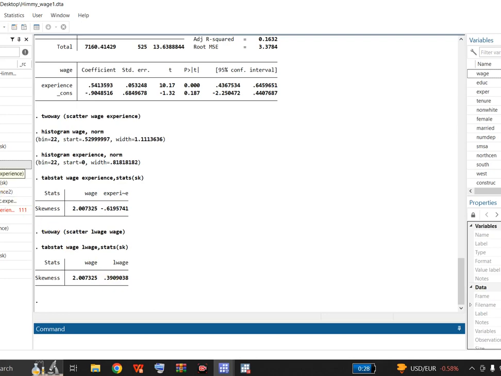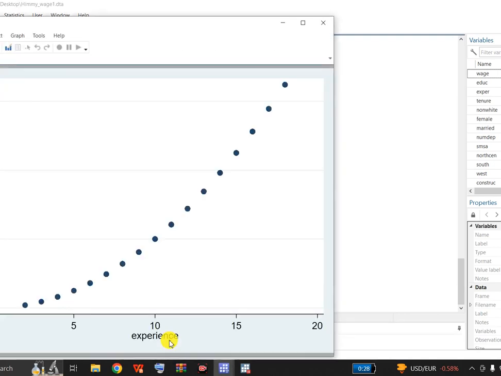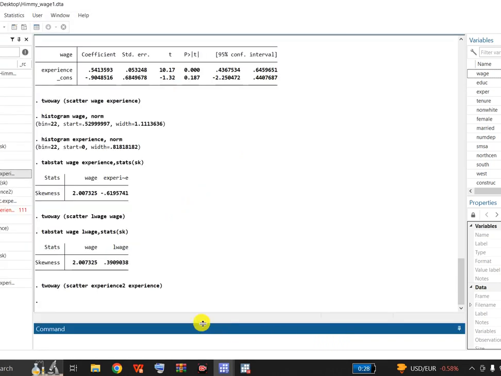After this, I will make a scatter plot of experience squared and experience, and let me see how it looks. This is also not perfectly linear. This is also a curved relationship between experience and experience squared, and the relationship between wage and wage squared was also curved, not perfectly linear.